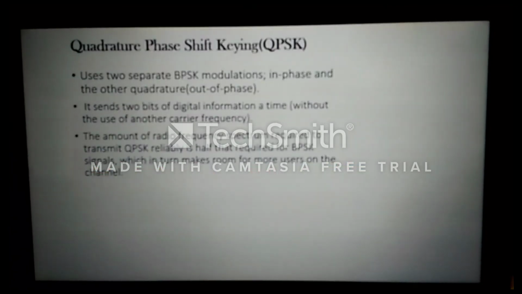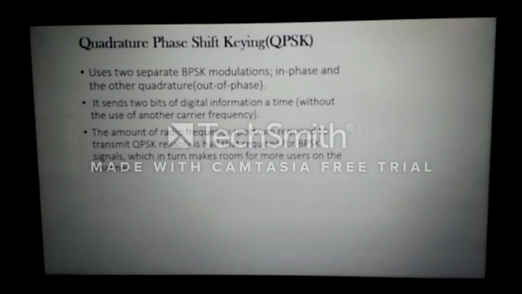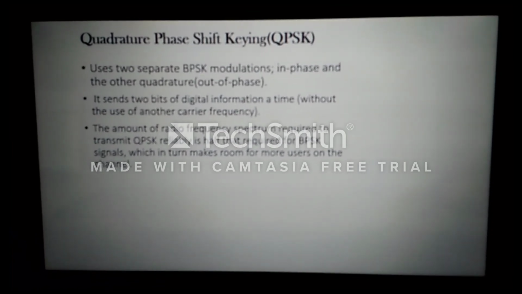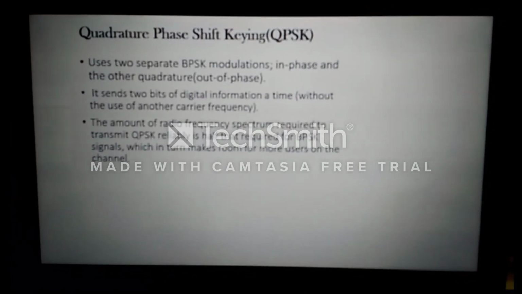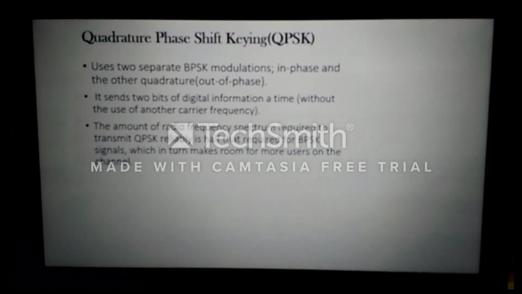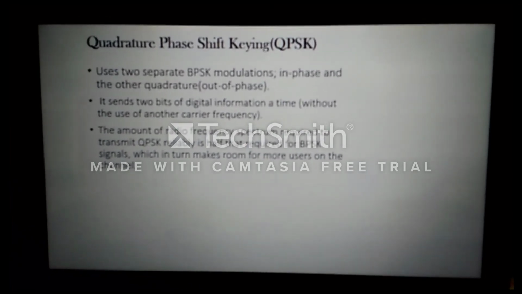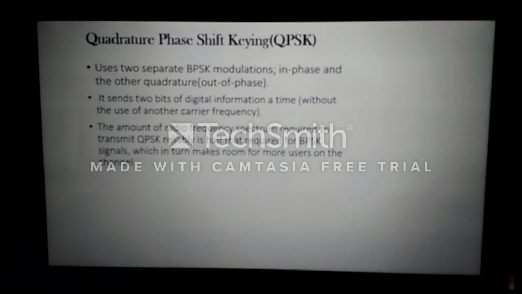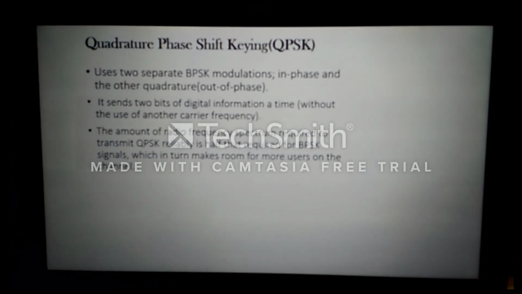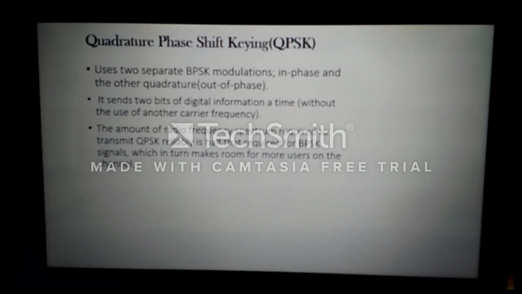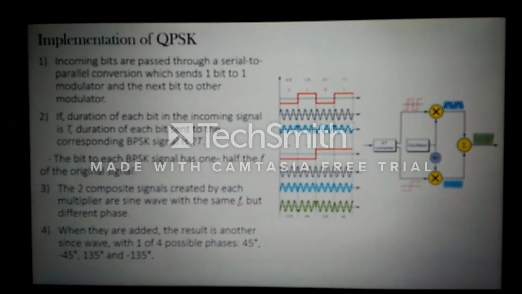Next is quadrature phase shift keying. QPSK uses two separate BPSK modulations, one in phase and the other quadrature, or out of phase. It sends 2 bits of digital information at a time without the use of another carrier frequency. The amount of radio frequency spectrum required to transmit QPSK is half that required for a BPSK signal, which in turn makes room for more users on the channel.